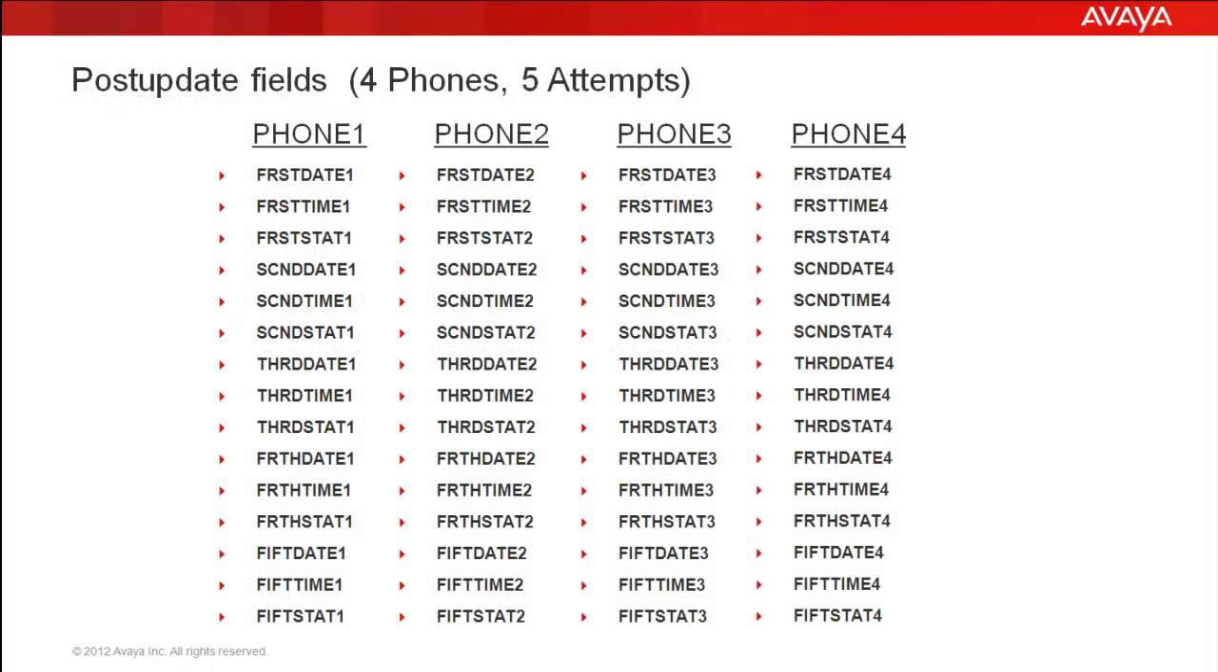The next slide contains a similar setup. It is showing you the post-update fields for 4 phones, phone 1, 2, 3 and 4. And for each phone, it is tracking 5 call attempts. The ones highlighted here are depicting that these fields are for phone 1, etc. So for example, for phone 1, it has first date 1, first time 1 and first stat 1 fields, which are for the first call made on phone 1. Similarly, for the second call on phone 1, it has the fields second date 1, second time 1, second stat 1, and so on and so forth. And the similar fields are there for all the 4 phone fields.